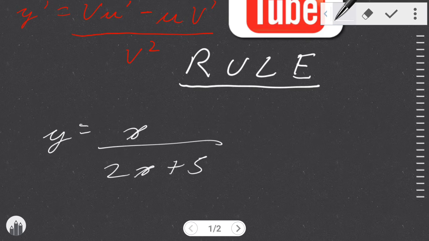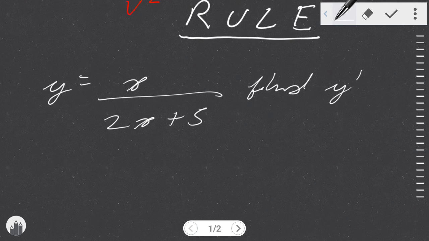You could possibly use a product rule if they had some kind of multiplication going on over here, but since they don't, you don't have to worry about the product rule at the moment. Let's focus on the quotient rule. And if we say find y dash, this is how you go.